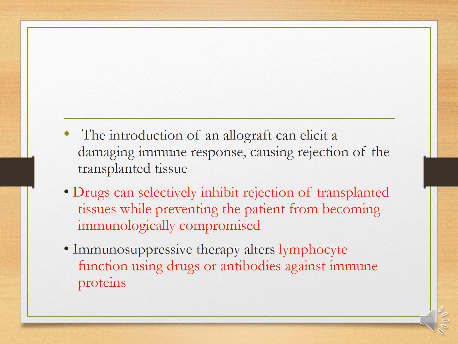The introduction of an allograft can elicit a damaging immune response, thus causing rejection of the transplanted tissue. However, transplantation is one of the important treatments. Drugs can selectively inhibit rejection of transplanted tissues while preventing the patient from becoming immunologically compromised. So, immunosuppressive therapy alters lymphocyte function using drugs or antibodies against immune proteins.